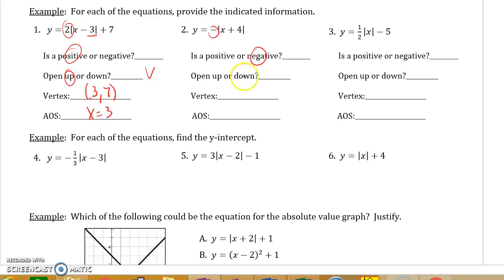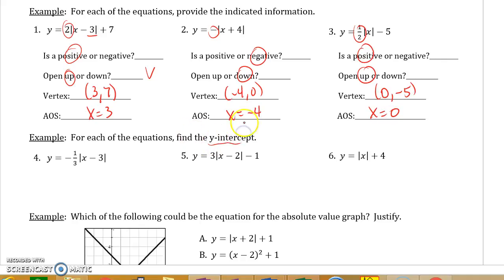This is negative, so it opens down. The vertex is (-4, 0). Axis of symmetry, -4. This is positive, so that means it opens up. Vertex is at (0, -5). Axis of symmetry is at 0. So all of that should look familiar from parabolas.